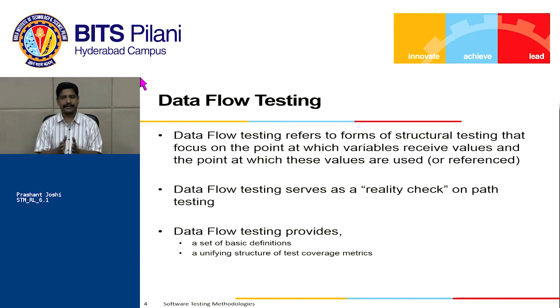It's a structural testing. In all the code that we write, there are variables and data structures which get values, and the moment you've got those values, we actually make use of them. So we do both. They receive values, and that is when we look at how these values are used or referenced.